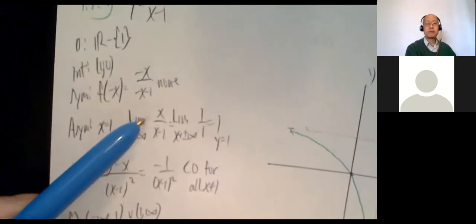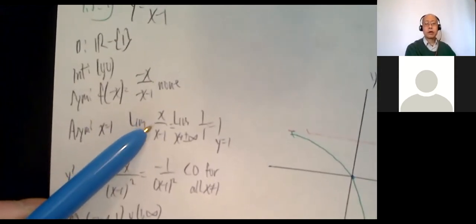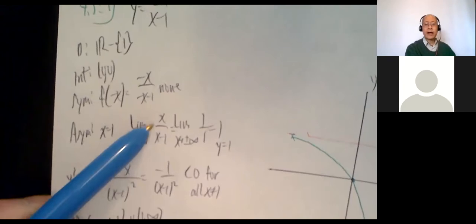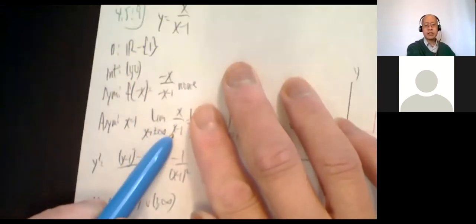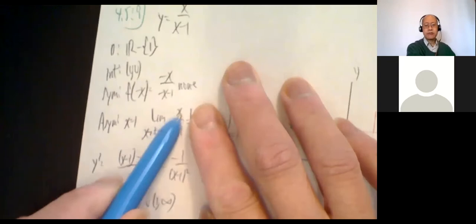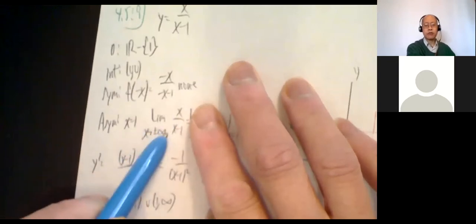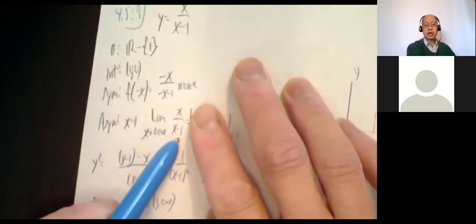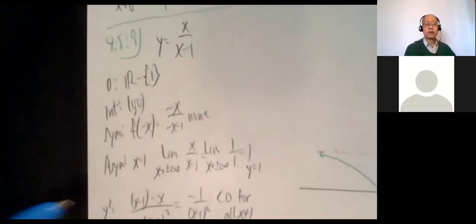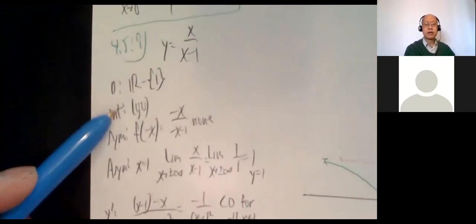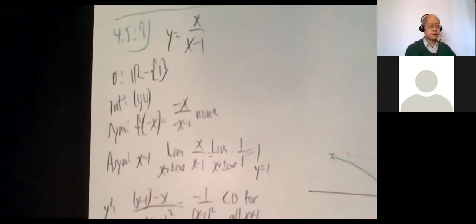A side note: before we did L'Hopital's rule, we actually could do this a while back. The trick was to divide top and bottom by x. Remember doing something like that? You divide top and bottom by x, you get 1 over 1 minus 1 over x, and 1 over x approaches 0. So that was another way to do that. So there's domain, intercepts, symmetry, asymptotes.